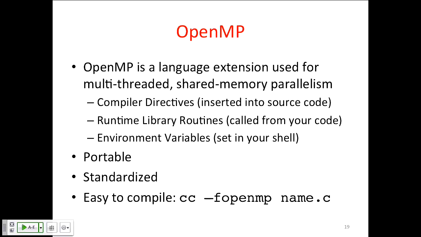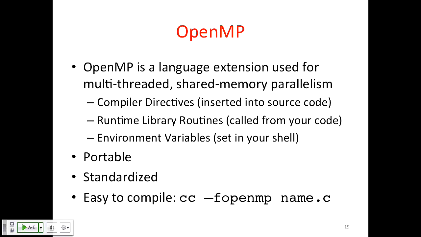And it also relies on some environment variables that you'll set in your shell, right? So in Unix, you have environment variables, and those are things you can set before you run the program. Inside the program, they'll affect how the program runs under OpenMP. So we'll talk about these three kinds of things, but those are the three ways you extend C to support OpenMP. Another reason it's popular is it's very portable.